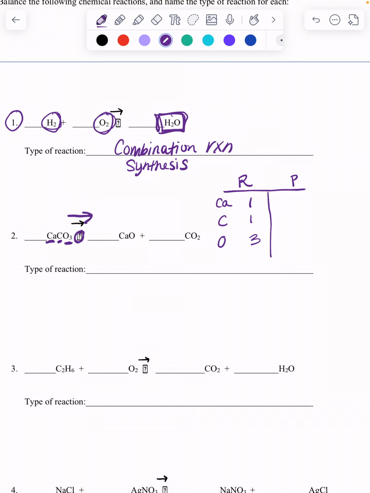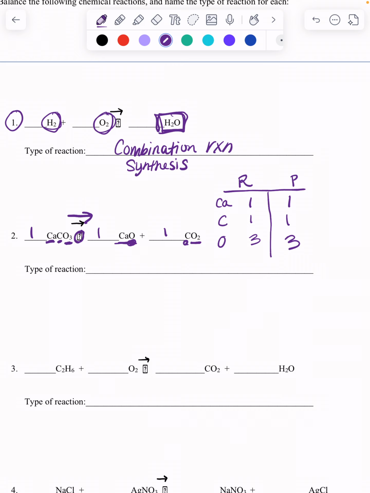So looking on the product side, I have 1 calcium, I have 1 oxygen here, and 2 here, which gives me 3. And then, oh my God, I have 1 carbon. So this is already balanced. So you don't have to put any coefficients here, but if you wanted to know, this is an already balanced equation. Fantastic, 10 out of 10.